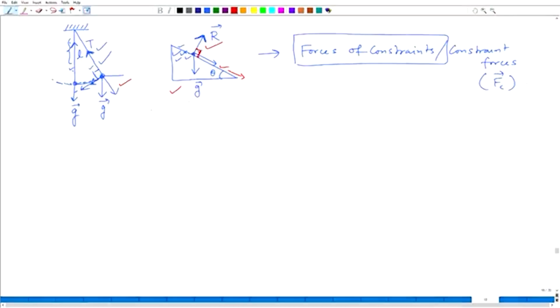The infinitesimal work done will also be 0, because F dot dr. So, I am just writing, F_c dot dr in both these cases, this one and this one, is equal to 0, and that is nothing but dW. So, this is 0. So, that means that there is no work done due to these constraint forces. Now, up to this was correct, there is no problem.